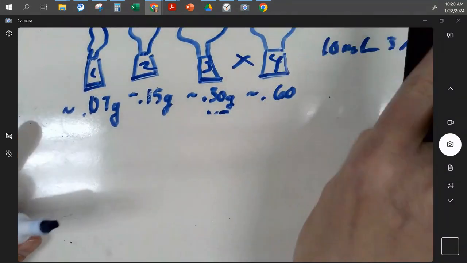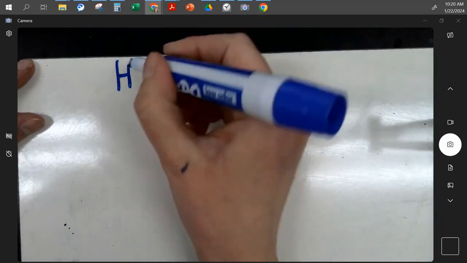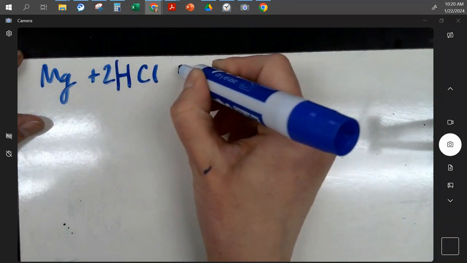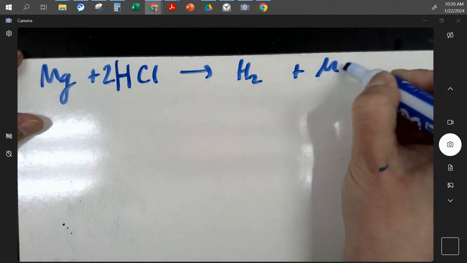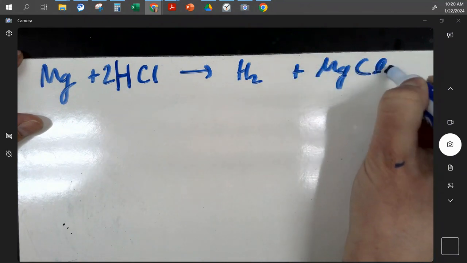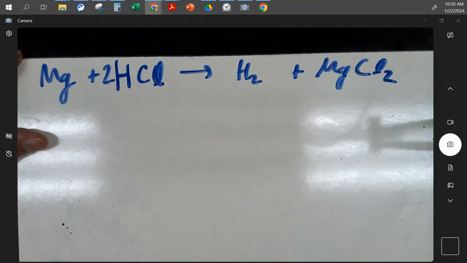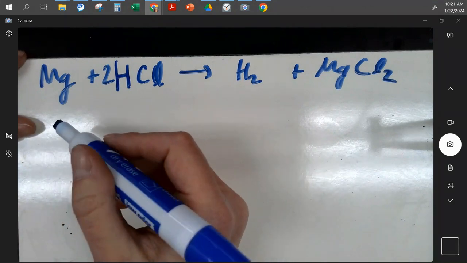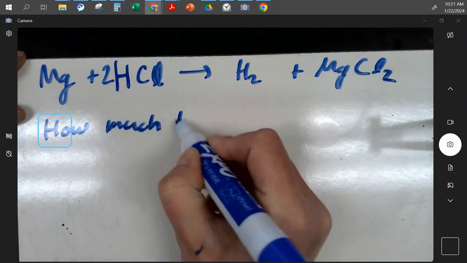I'm going to erase this, so kind of think about what's happening. I just need more space. Okay, so let's use our equation. We have HCl, we added magnesium, we needed 2 of those. We went to hydrogen gas and magnesium chloride. Okay, this is chlorine. So we're going to do the same thing, but we need to figure out how much hydrochloric acid did we use each time. How much HCl?